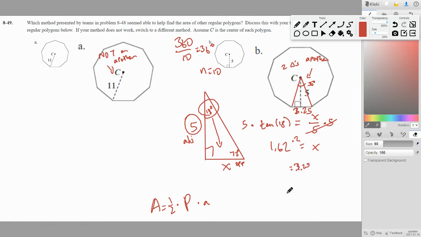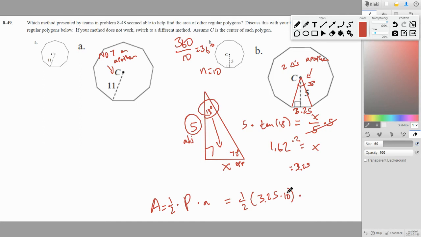So this matters because there's 10 sides. When I'm trying to use this formula, here's how it's going to work. It'll be 1/2 times 3.25 times 10. And why is it 10? Well, because there's 10 sides. And since it's a regular polygon, all the sides are the same. So I just need to multiply this number by however many sides there are.